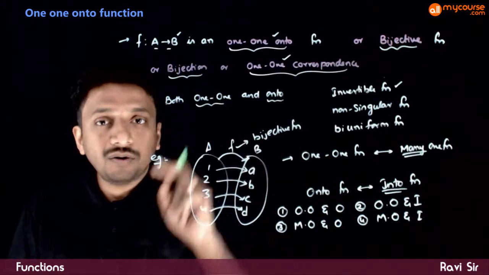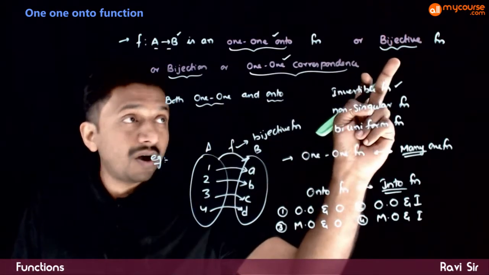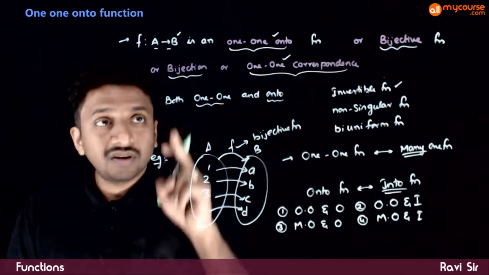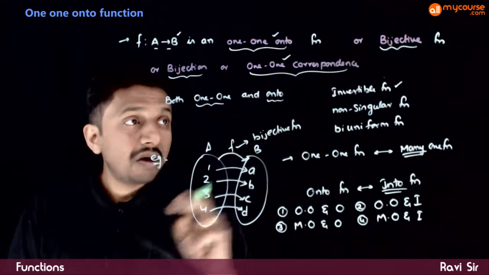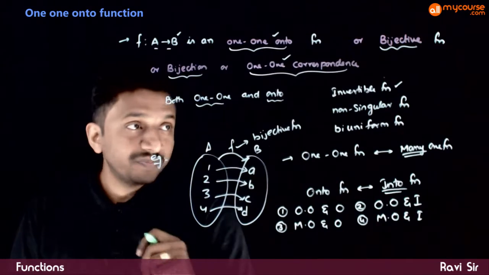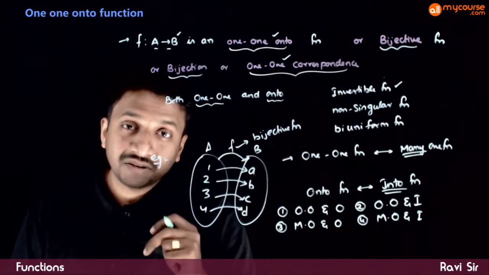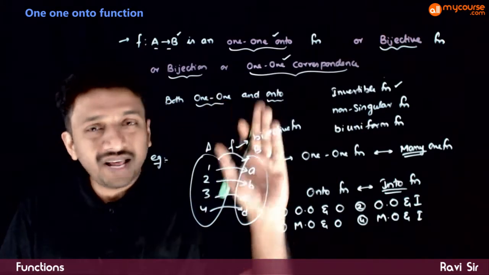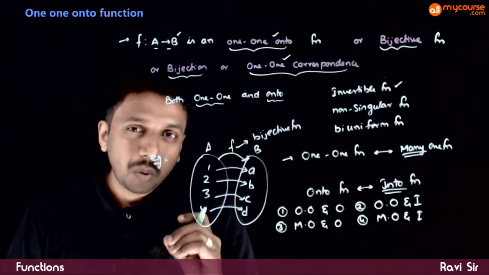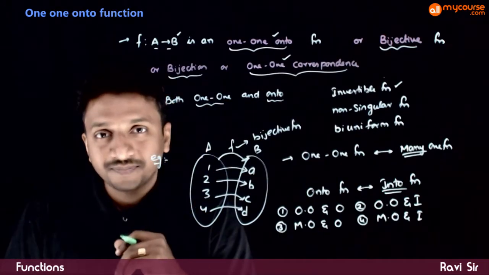So this 1, 1 onto function is also called a bijective function, bijection, 1, 1 correspondence, or an invertible function, or a non-singular function, or a bi-uniform function. These are different names that you have for 1, 1 onto functions.